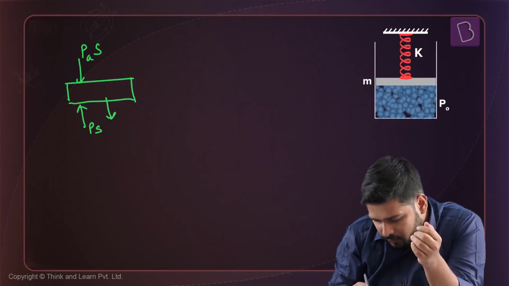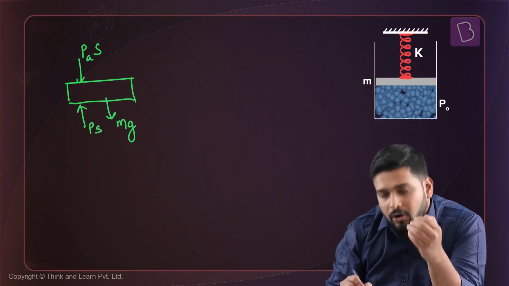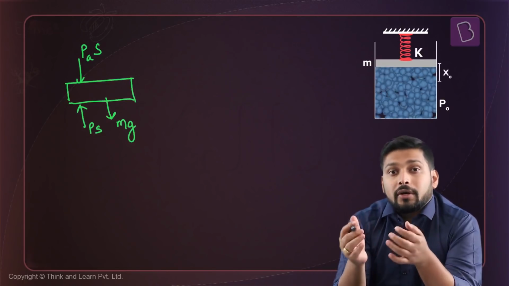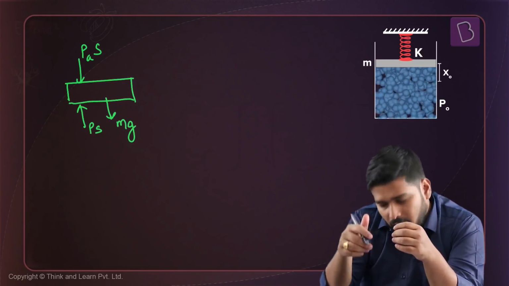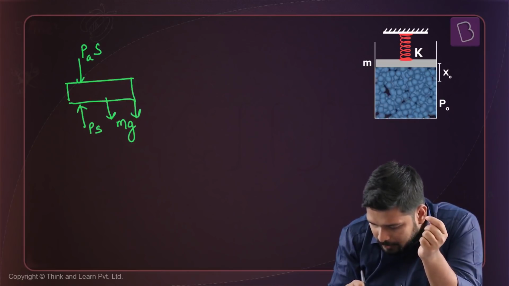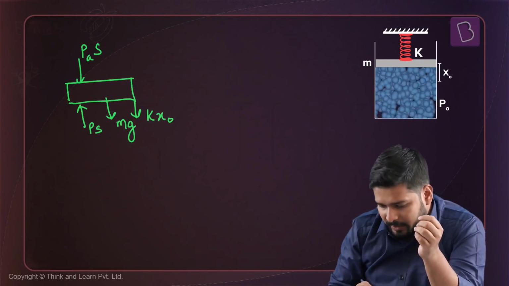Then there will be a force because of the weight of the piston, and I can write that as mg. And also, since the piston is moving up, the spring is going to get compressed, and if the spring is going to get compressed, it's going to provide a force in downward direction, right? So there will also be one more force over here that will be equal to K times x0, because x0 is the distance by which the piston moves.